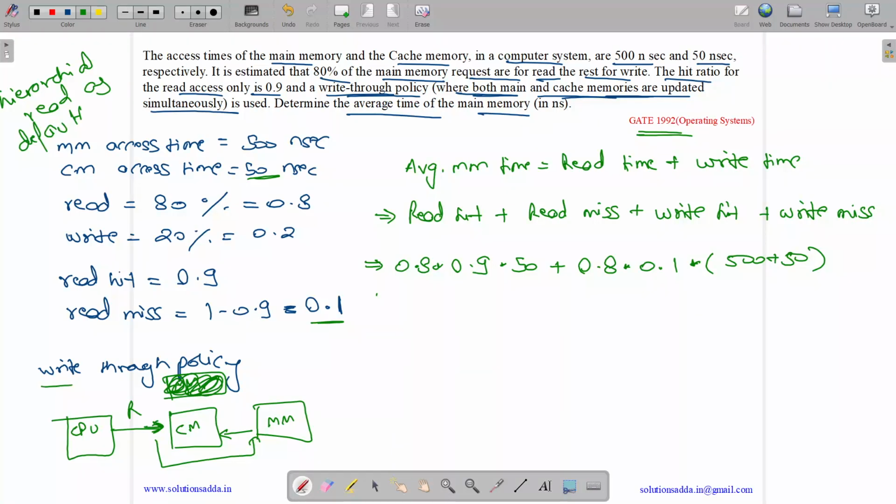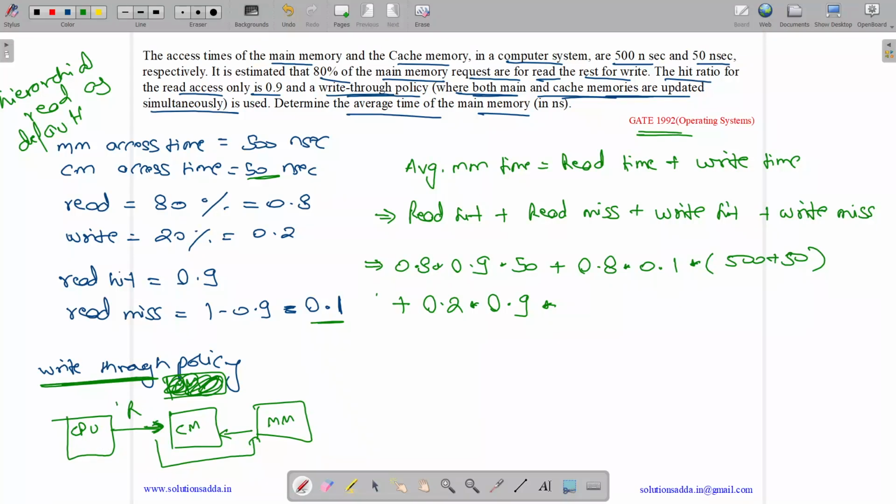And simultaneous write is given. But read we assume hierarchical as it is a default thing. Now what is the probability of being a write? It's 0.2. What is the probability of write being a hit? So we have with a probability of 0.9, it will be a hit. And if write is a hit, then what is the time taken?